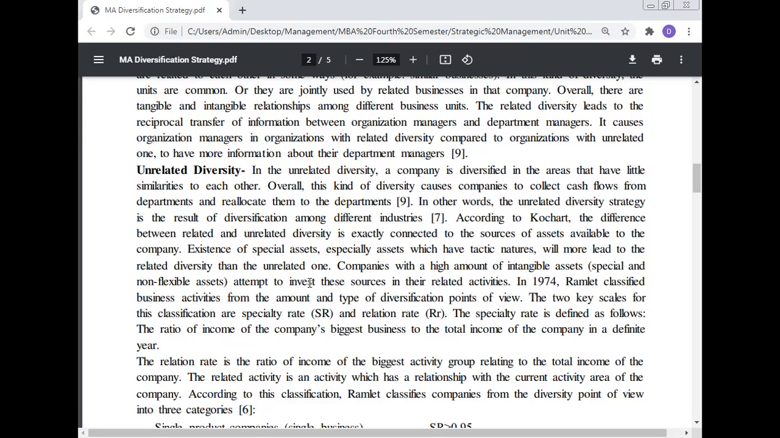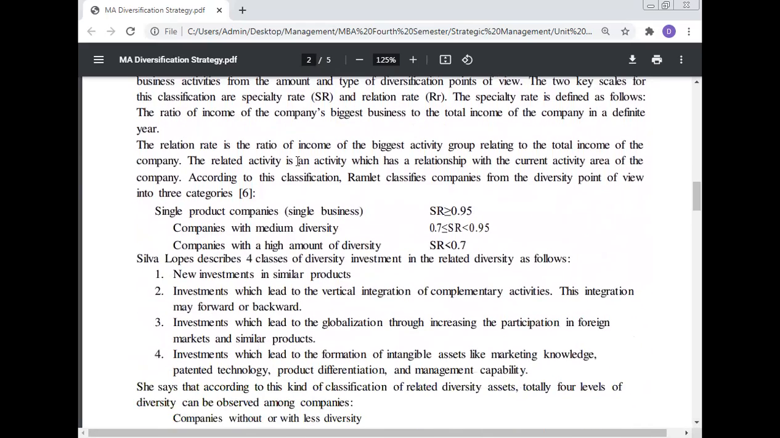In 1974, Rumelt classified business activity from the point of view of the amount and type of diversification. The two key scales for the classification are the specialty rate and the relation rate. The specialty rate is defined as the ratio of the income of the company's biggest business to the total income of the company in a definite year. The relation rate is the ratio of the income of the biggest related activity group to the total income of the company. A related activity is an activity which has a relationship with the current activity area of the company.